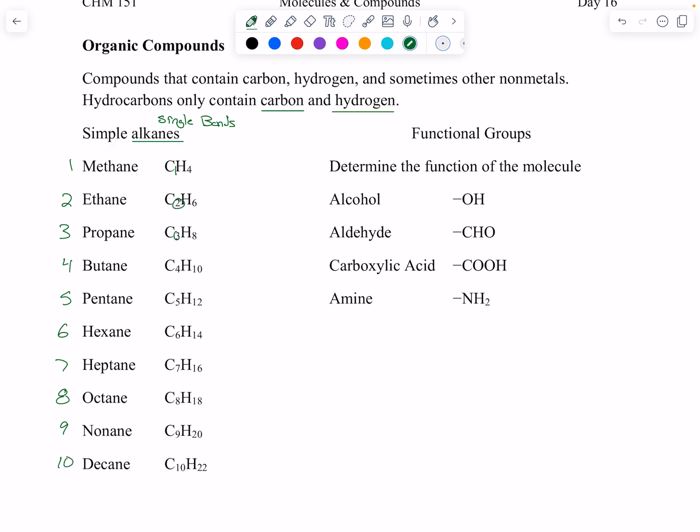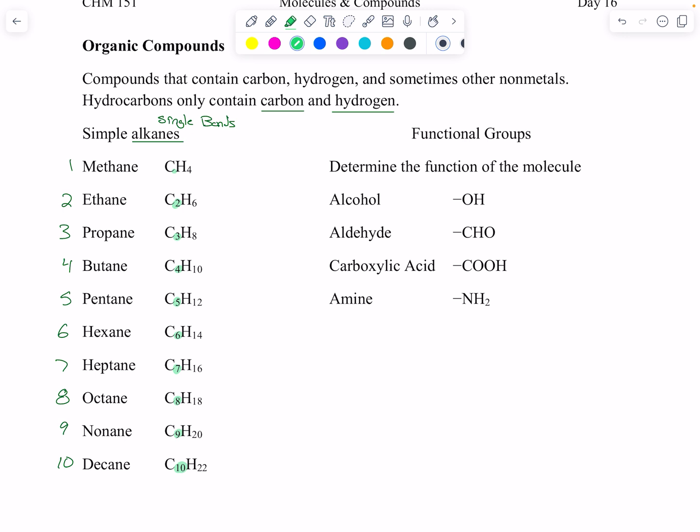The number of carbons. And I want to highlight the number of carbons here. So that tells us the number of carbons. And the number of hydrogens is determined after we do the bonding chapter. That's pretty straightforward how to do that. Okay, so those are your simple alkanes up to 10. Can you get more? Yes, of course.